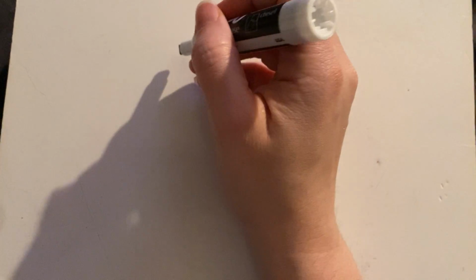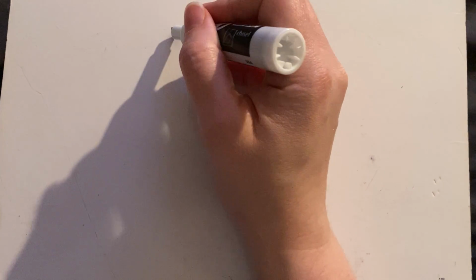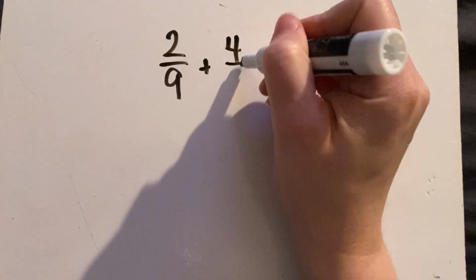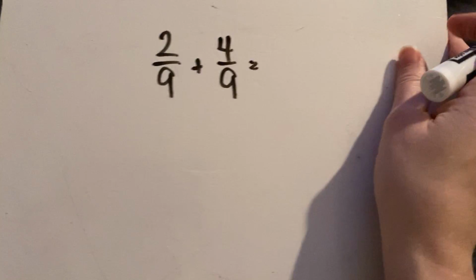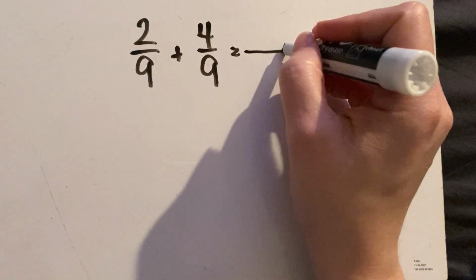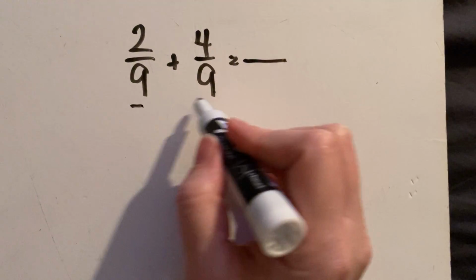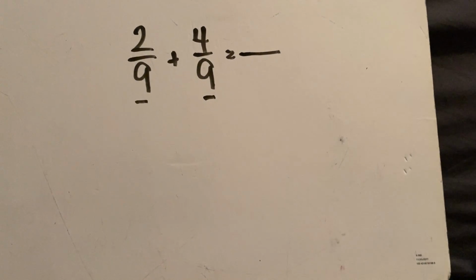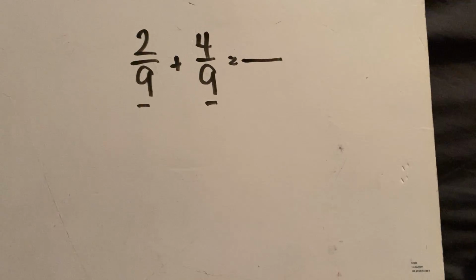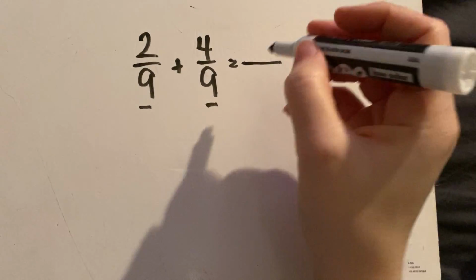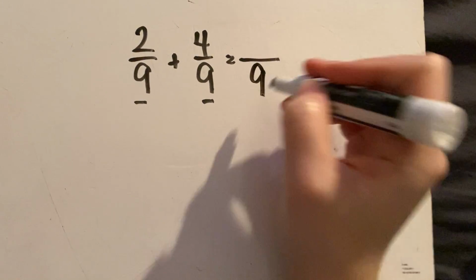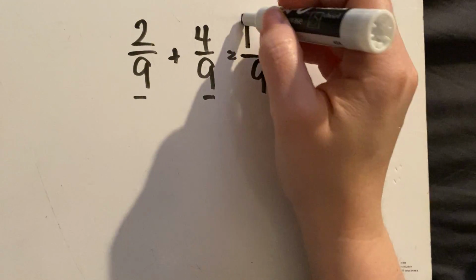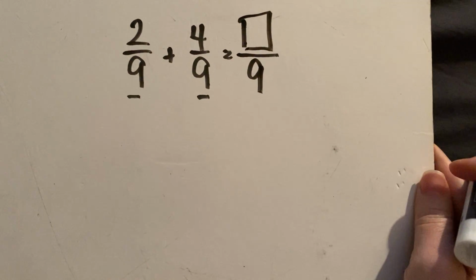So let's look at one example. Let's say I have 2/9 plus 4/9. Now the first thing we're supposed to do when we add and subtract fractions is check that our denominators are the same. So they're both 9 and 9. If they weren't, we'd have to find a common denominator. But thankfully, all of these have the same denominator. So it tells us that it's still going to be 9 in my answer. Now, the only thing I have to figure out is the missing numerator for my answer.